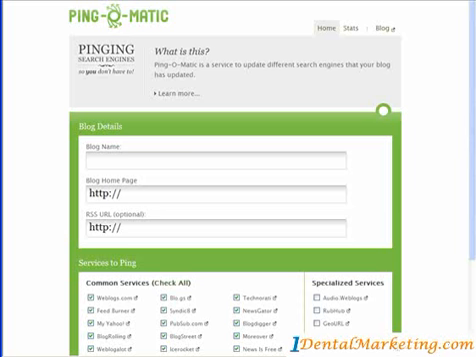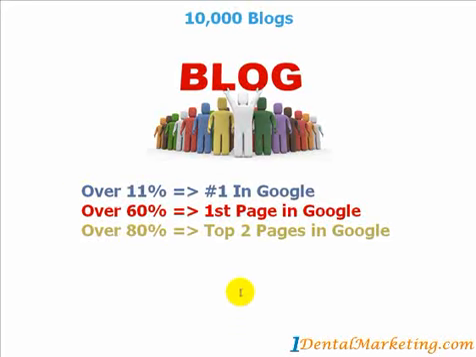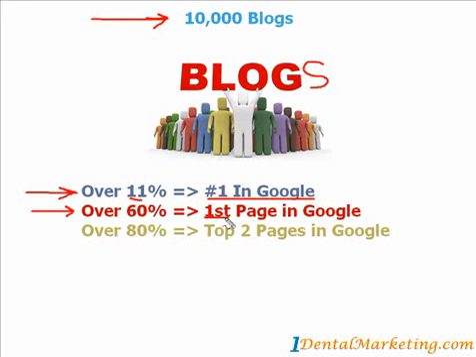But we are not going to stop there. We now have a network of 10,000 blogs. I should say a little more information about these blogs. 11% of them have a number one ranking in Google. Over 60% of them have first page listings on Google, and over 80% of them are at least on the first 2 pages of Google. So these are really, really nice blogs to have original content on promoting your business. That's a network that we're going to distribute your content across, all 10,000 blogs.